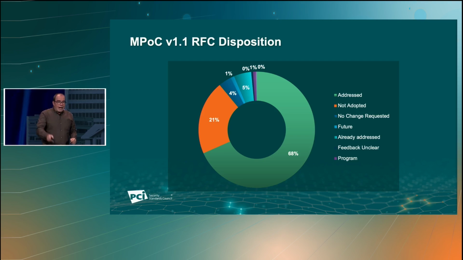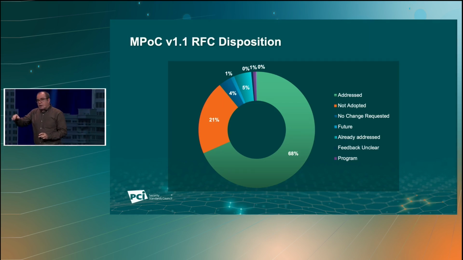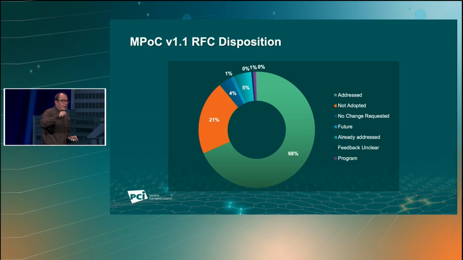So we have gone through that process and produced a disposition for MPoC version 1.1, and it's not quite finished yet. It is pretty close. And we've managed to address over 2/3 of the feedback directly that we received. There's about 20% of it that was not adopted at this time. But even for those not adopted items, we have included guidance, further items, perhaps clarifications and so forth, perhaps even new requirements to help clarify what is required in that context.